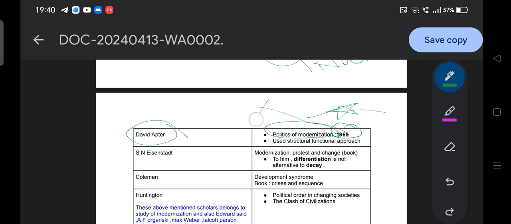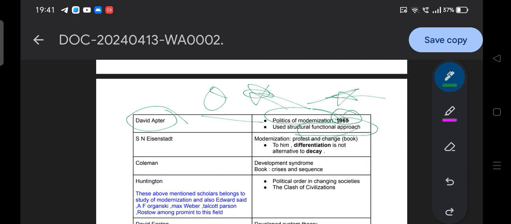1965, because it's an important and famous book. So political modernization by David Apter, in which year? 1965. And he used the structural functional approach. They can simply ask which of the following thinkers used the structural functional approach to study political development or comparative politics. You have to remember David Apter, then Gabriel Almond, Talcott Parsons, then David Easton. A lot of thinkers use that structural functional approach.